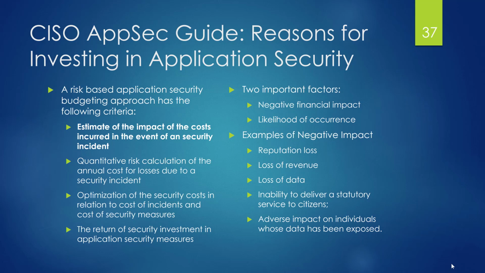Well, you're going to go out and look at, well, what's the financial impact? What's the likelihood of this? And as you're looking at those types of impact, you've got to consider reputation, loss of revenue, loss of data, inability to comply with statutory service, adverse impact on the individuals, and again, there'll be a loss of revenue there. There'll be a loss of reputation. You're probably going to have to buy them some form of security protection for a couple of years. So as you're doing that estimation, you have to roll all of that together.